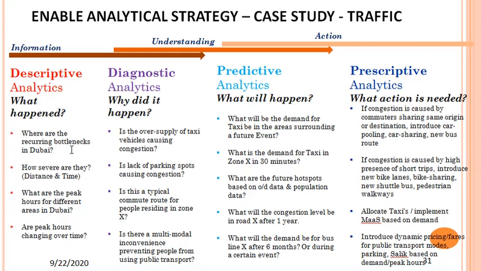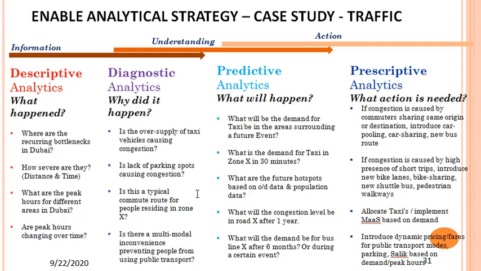Once we have this descriptive analytics, we move on to diagnostic analytics, which means that we want to know why it happened. For example, if we are talking about traffic congestion, then in diagnostic analytics we are trying to see why that happened. What's the reason behind that? Is the oversupply of taxi vehicles causing congestion, or is there a lack of parking spots, or is there a typical commute route for people residing in a specific zone? Here we are trying to figure out the reason in diagnostic analytics.